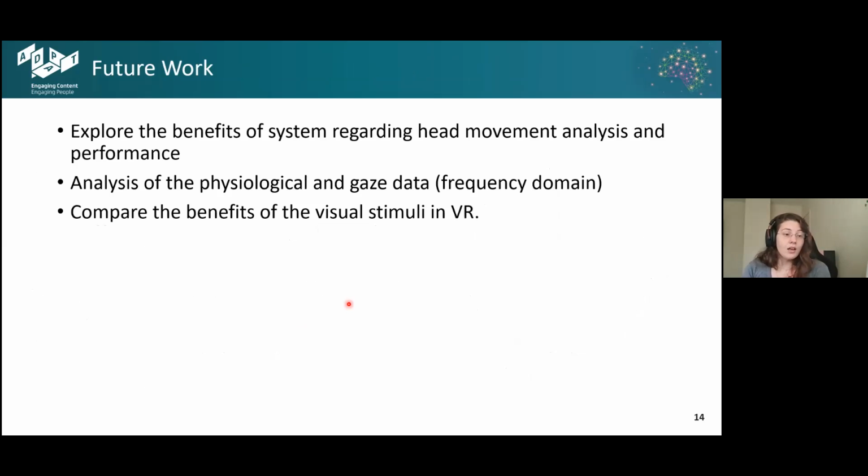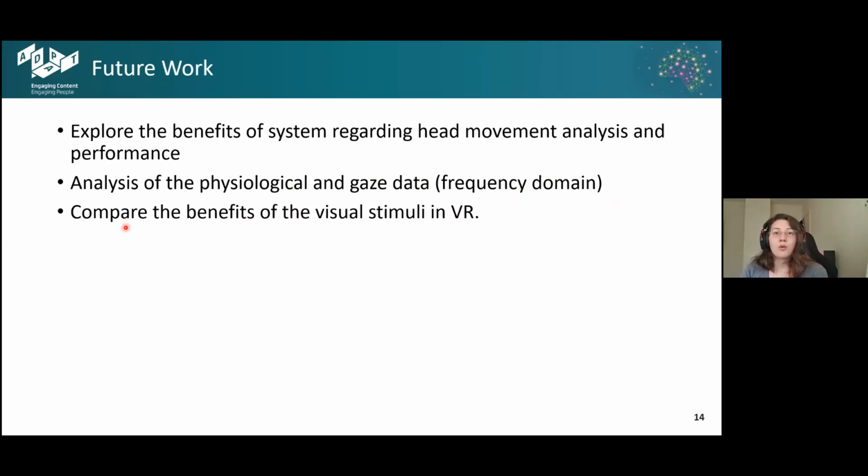And for future work, we need to explore the benefits of virtual reality regarding head movement, because you have a headset, so you are able to tell the location of the head, and you can establish a relationship between the head movement and the performance. And you also have the analysis of physiological data. In one of my experiments, we are collecting heart rate, electrodermal activity and gaze data, and we can analyze these in the frequency domain, because currently there are lots of tests in the time domain, but we can also change this to the frequency domain.